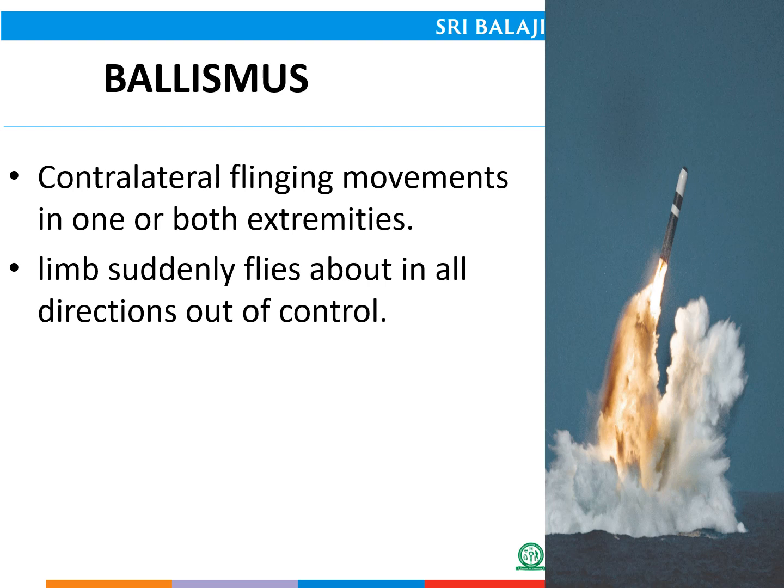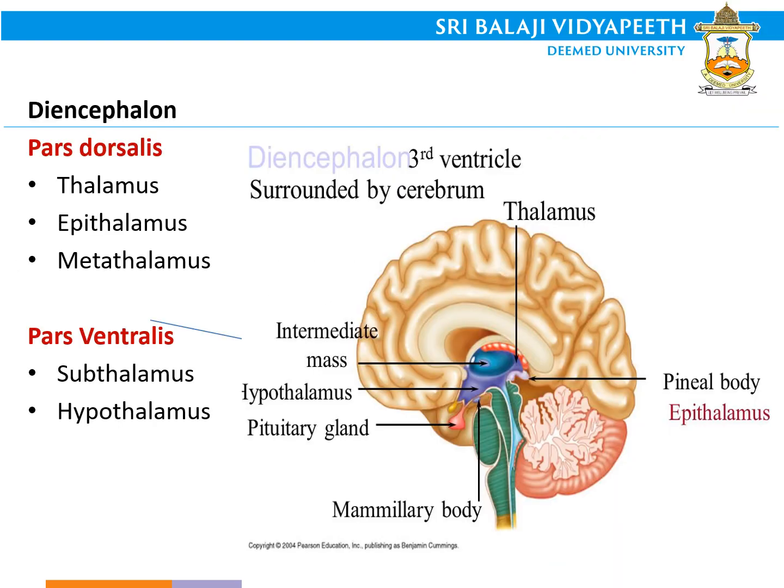You've heard about ballistic missiles, right? How do these ballistic missiles fly? They just have a flinging movement, right? So similarly, you have something called ballismus, which is nothing but contralateral flinging movements in one or both extremities. The limb suddenly flies about in all directions out of control.